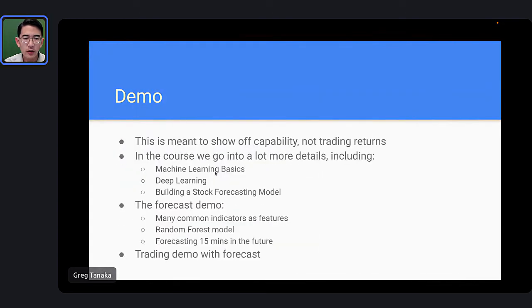Okay, in this case, we're just showing off capabilities, not necessarily trading returns or guaranteed trading returns. In the course, we're going to go into a lot more detail on what machine learning is, how to use deep learning, and how you build a stock forecasting model. In this demo, I showed you how to use common indicators as features. We used a random forest model, and we just forecasted 50 minutes in the future. So it kind of gives you a taste of what we're going to be doing.